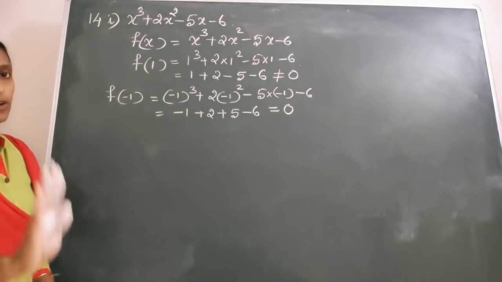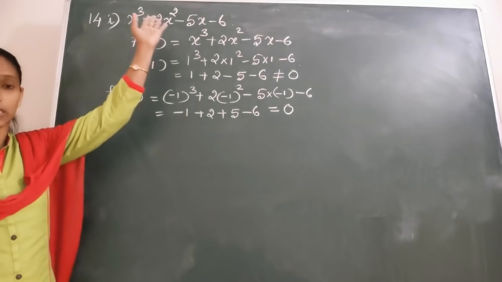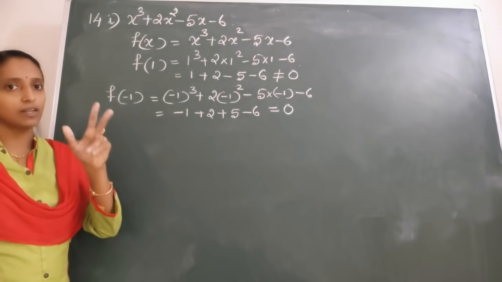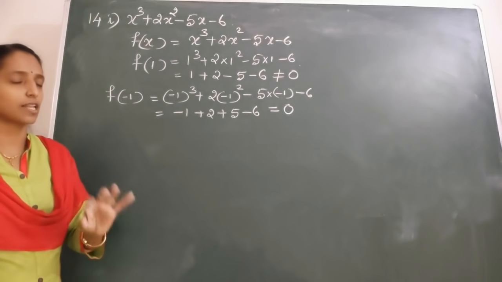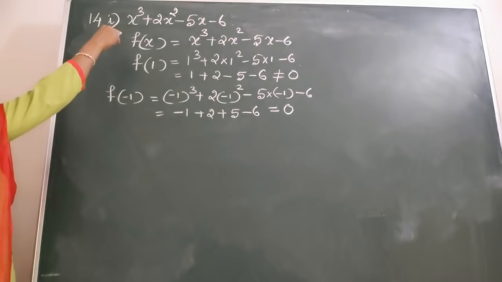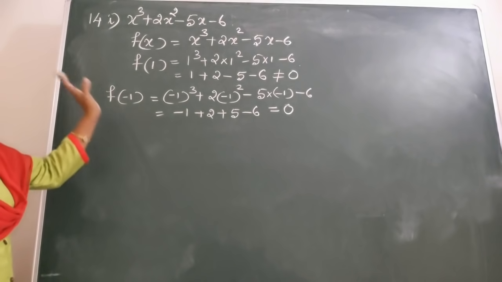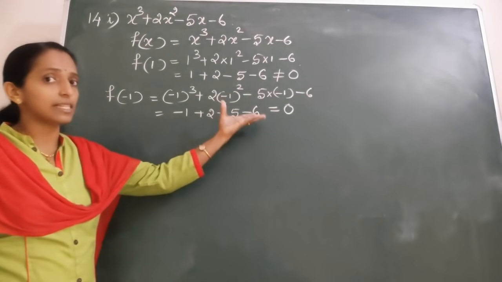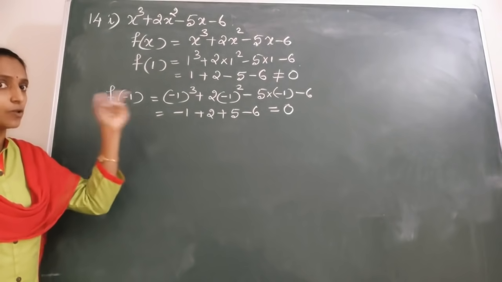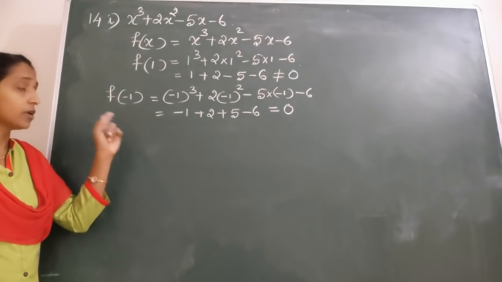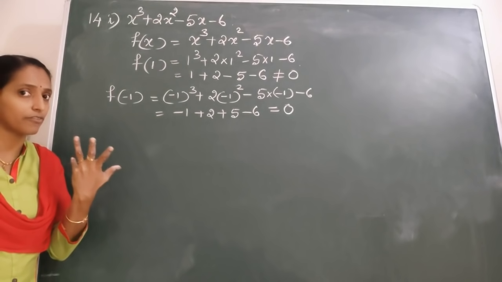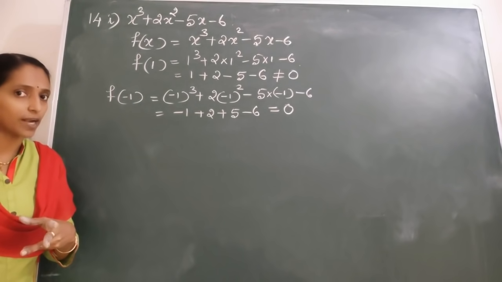Within these 6 values, one of the factors will be found with this type of question. Okay, 6 values: 1, minus 1, 2, minus 2, 3, minus 3. Within that, you will get one factor. So for that we apply the trial and error method, and until it reaches 0, till that time you will substitute the value. Here f of minus 1 equal to 0 we got. That means what will be one factor? x minus 1 or x plus 1?